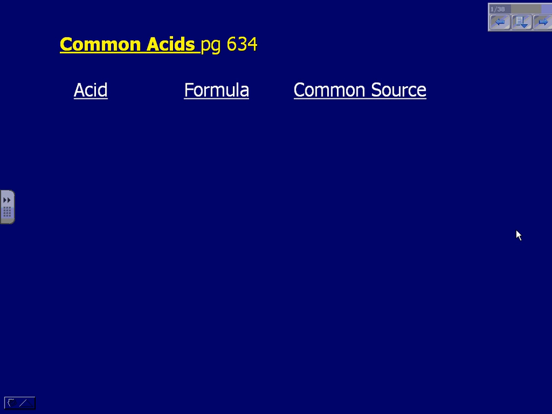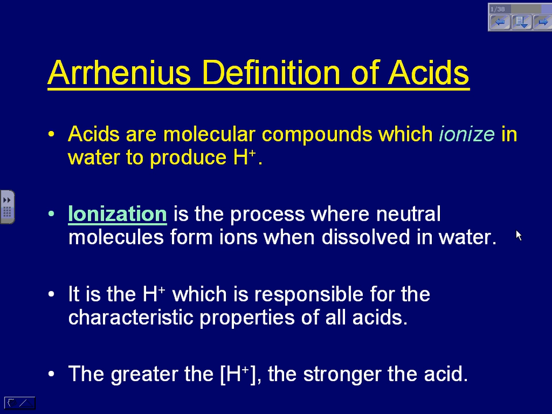In the past, I've talked about some common acids and bases, but we're going to go past that because we've looked at some of them. And you should have written down that Arrhenius acids are molecular compounds which ionize in water to produce H+. That means that when the acid is put into the water, the H+ falls off, and then there's this H+ floating around. I wanted you to define ionization. Ionization is the process where a neutral molecule forms ions when dissolved in water.